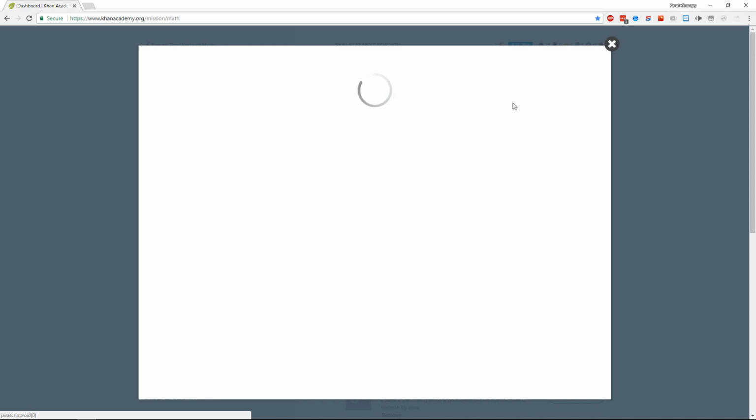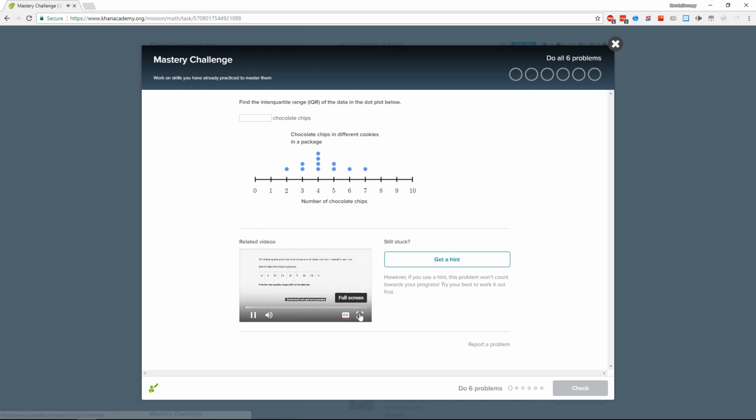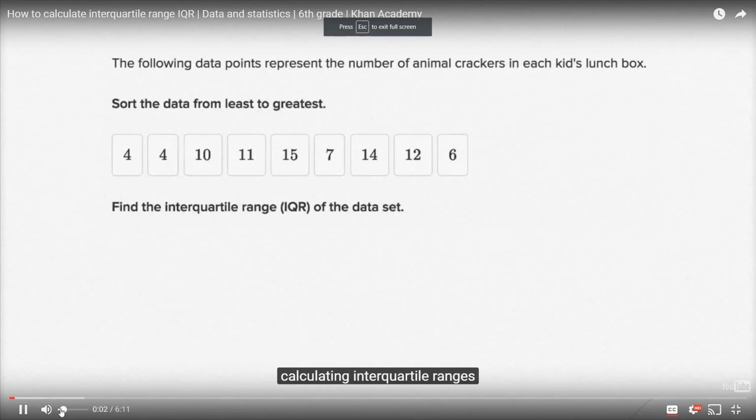Let's keep going. Find the interquartile range of the data. Okay, well, what the heck is interquartile range? Let's get some practice calculating interquartile ranges.